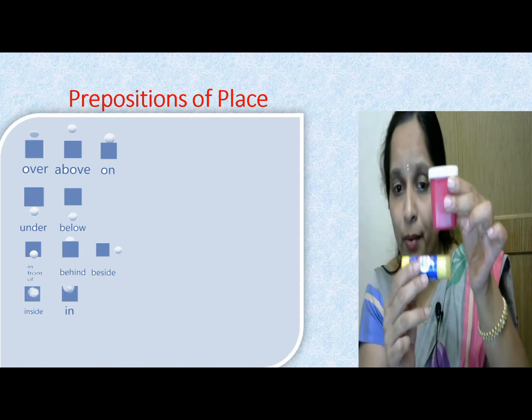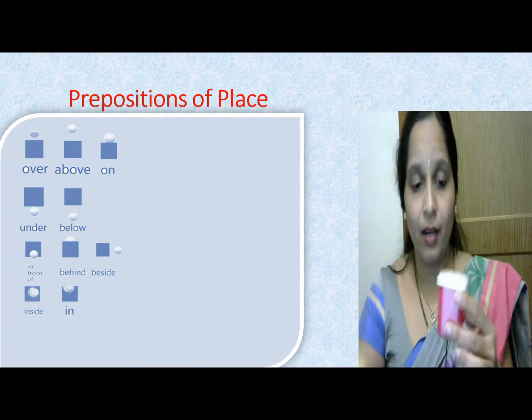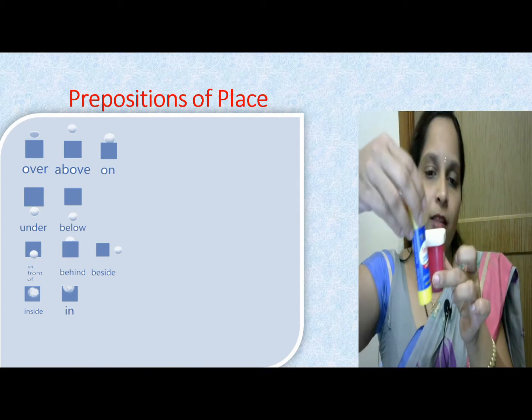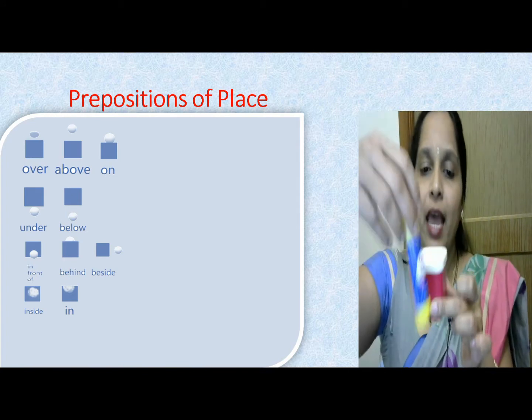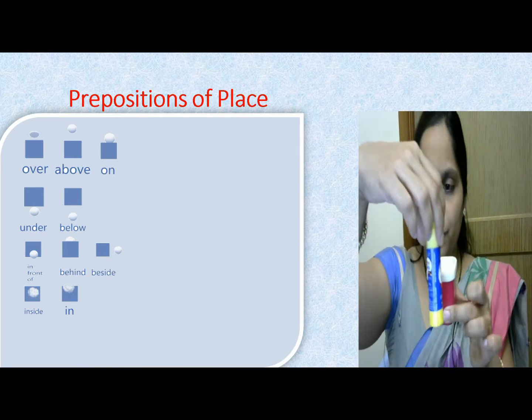Now let's talk about in front of, behind and beside. How do you find this out? Where is the glue stick? The glue stick is in front of the box. Correct? Right in front of the box.